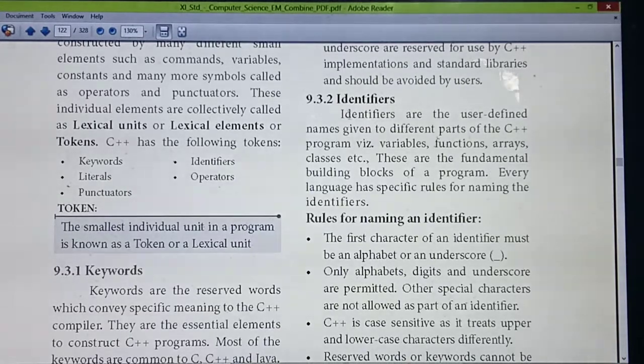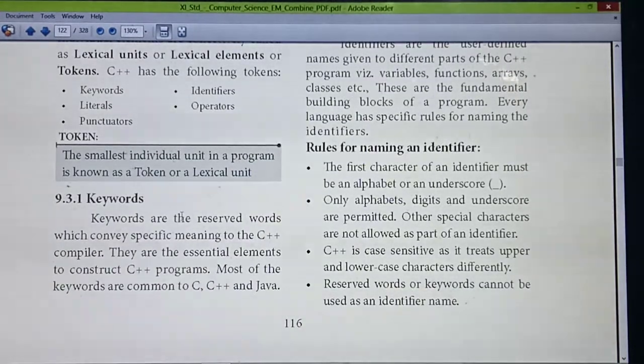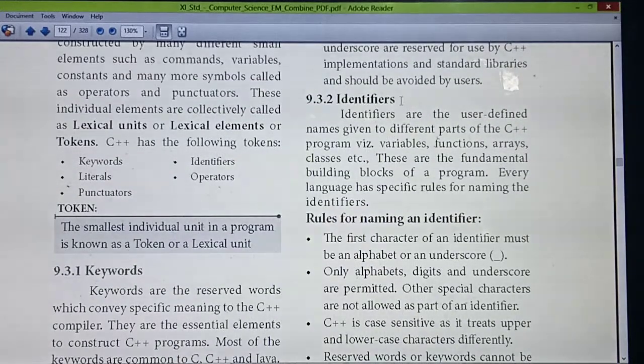Understand? So from here you should make the points as differences and write them. The question is, what is the difference between keywords and identifiers? Keywords, starting from here, keywords are reserved words, that full paragraph. Then for identifiers, that full paragraph.